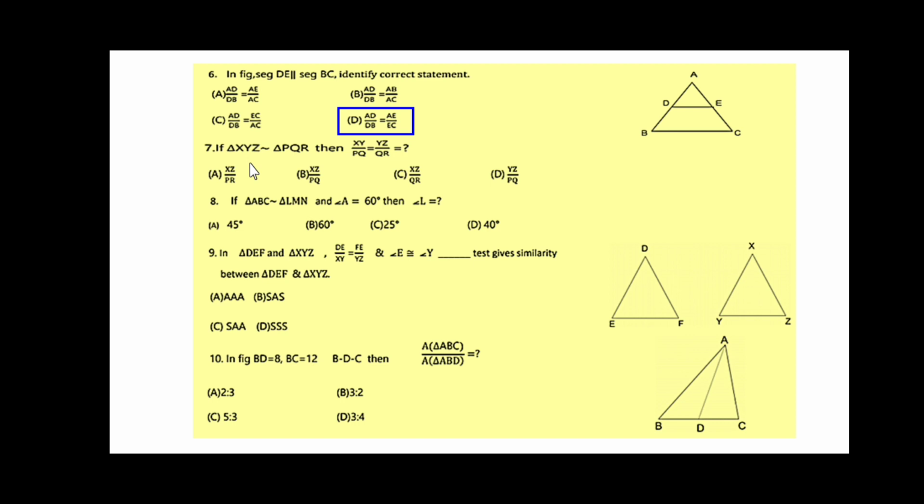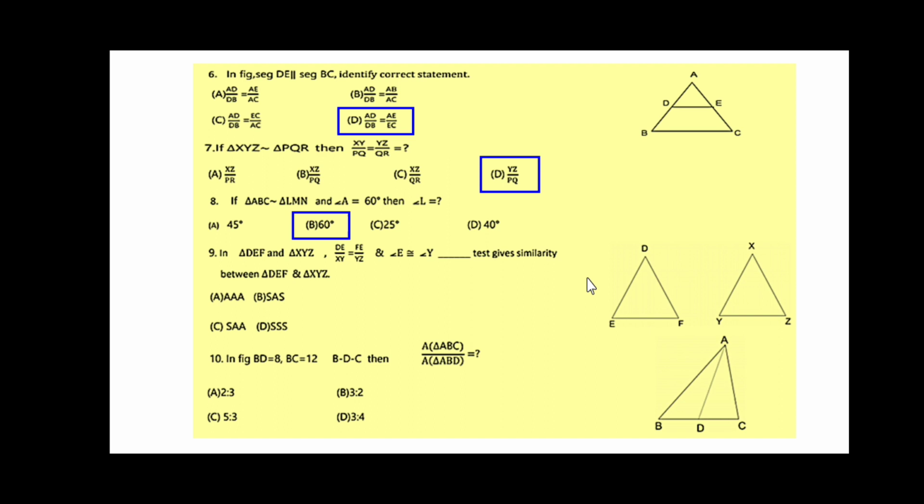If triangle XYZ is similar to triangle PQR, then XY upon PQ is equal to YZ upon QR is equal to the remaining sides ratio we have to consider, and that ratio will be YZ upon PQ. If triangle ABC is similar to triangle LMN and angle A is 60, then the corresponding angle is equal to 60. Here we know that the corresponding angles will be considered. Angle A is 60, means corresponding angle L will also be 60 because those are congruent.